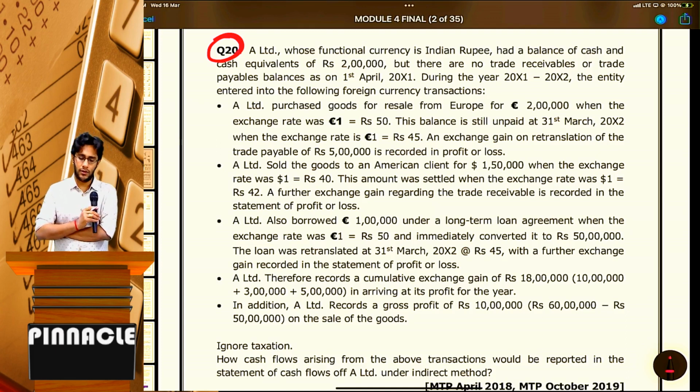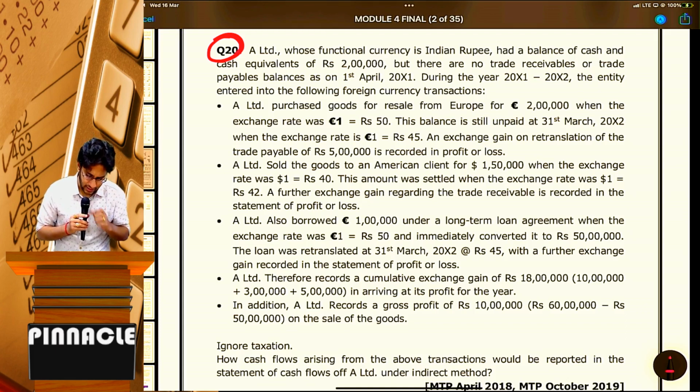Read. A Limited, whose functional currency is the Indian rupee, had a balance of cash and cash equivalents of 2 lakhs, but there are no trade receivables or trade payable balances on 1st April 2001. So the year beginning balance is 2 lakhs and nothing else. Working capital items are not there. During the year, the entity entered into foreign currency transactions. A Limited purchased goods for resale from Europe for euro 2 lakhs when the exchange rate is 50. This balance is still unpaid on 31st March 2002 and the exchange rate became 45. So 50 rupees became 45. There is an exchange gain of how much? 5 rupees.